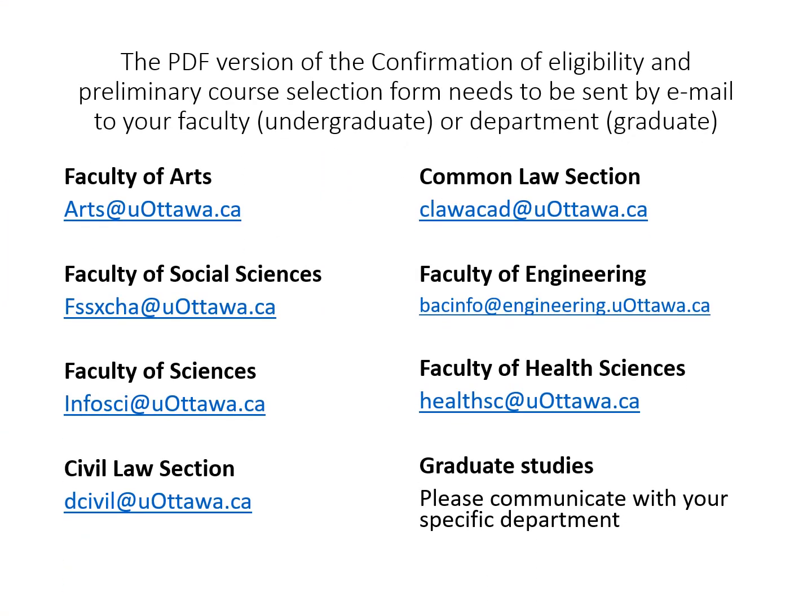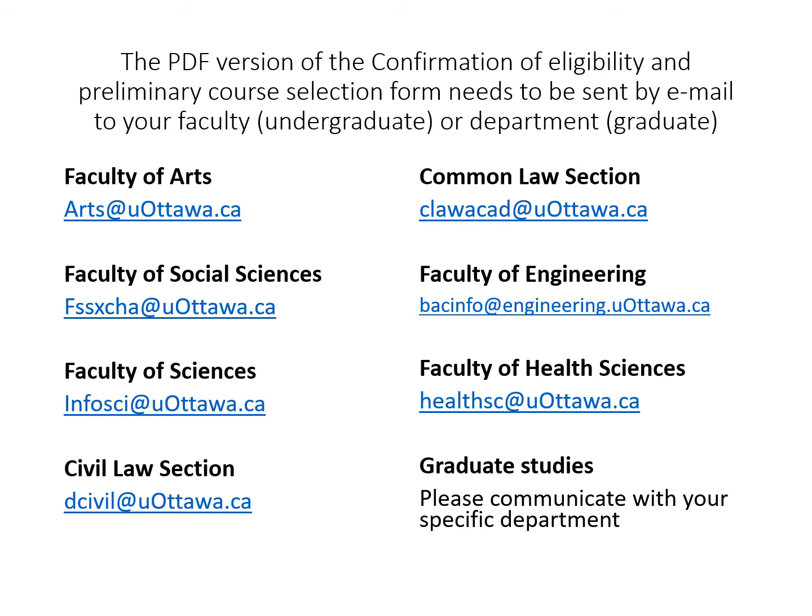You must send the PDF version of your form to your faculty or academic unit for graduate students, for your academic specialist to confirm your eligibility and to evaluate the courses you selected. Once the evaluation is done, your academic specialist will send you a copy indicating whether or not you are eligible to participate, and they will indicate which course equivalencies you will be receiving credits for.